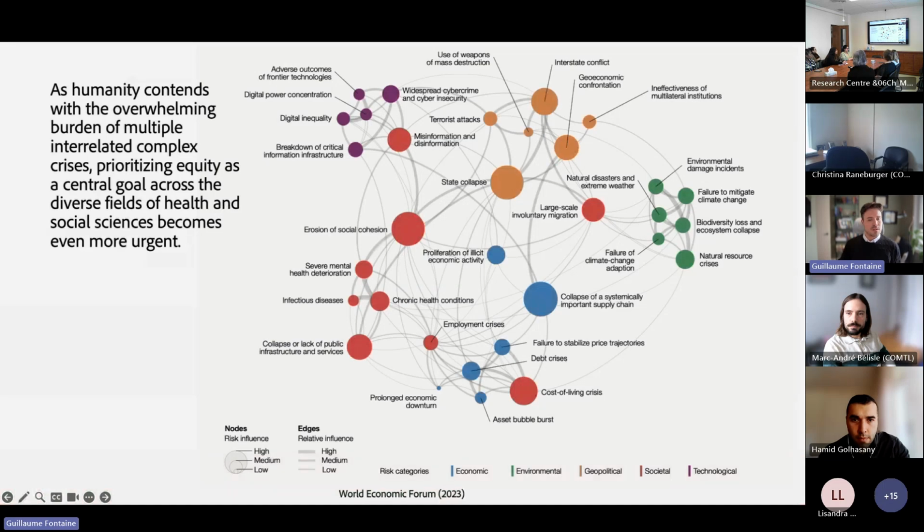What I like to talk about as well in the context of achieving health equity is to talk about the risks in society, and that is a graph that was developed by the World Economic Forum in 2023 on the different groups of risks to society. And essentially, the risks in red are linked to society broadly, but a bit more closely related to health. And then you have other risks as well: environmental risks, geopolitical risks, and so on. And I really think that as we contend with all of those interrelated challenges and crises, prioritizing equity can be a guiding light and something to guide the work that we do across sectors.